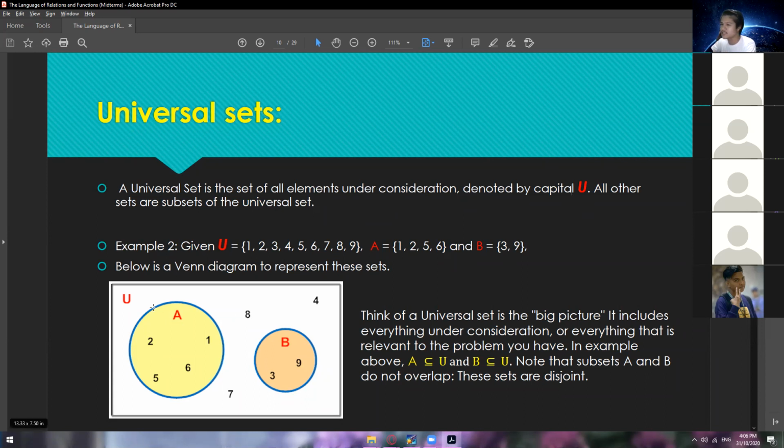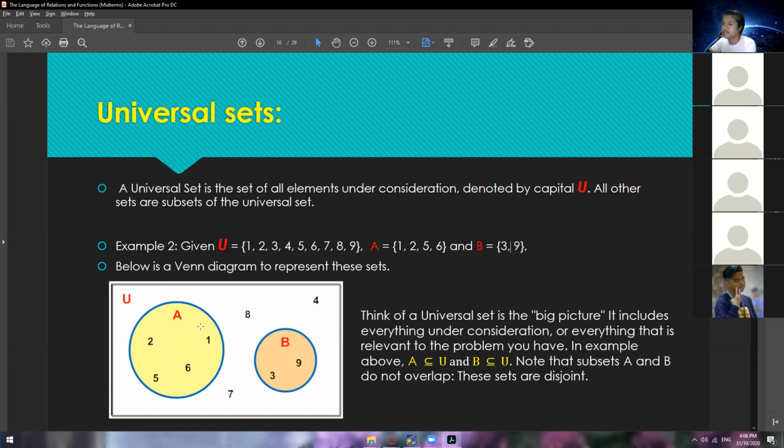So imagine that this is like the universe. A square wherein it holds all of the sets. Let's have this example so you can better appreciate it. We have here the universal set, which contains the elements 1, 2, 3, 4, 5, 6, 7, 8, 9. And then we have a set 1, 2, 5, 6, and then another set which is 3, 9.